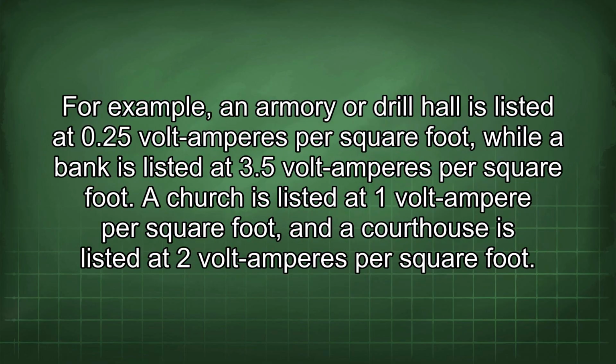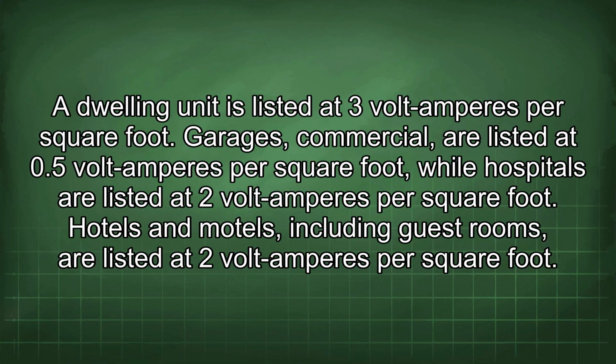For example, an armory or drill hall is listed at 0.25 volt-amperes per square foot, while a bank is listed at 3.5 volt-amperes per square foot. A church is listed at 1 volt-ampere per square foot, and a courthouse is listed at 2 volt-amperes per square foot. A dwelling unit is listed at 3 volt-amperes per square foot.